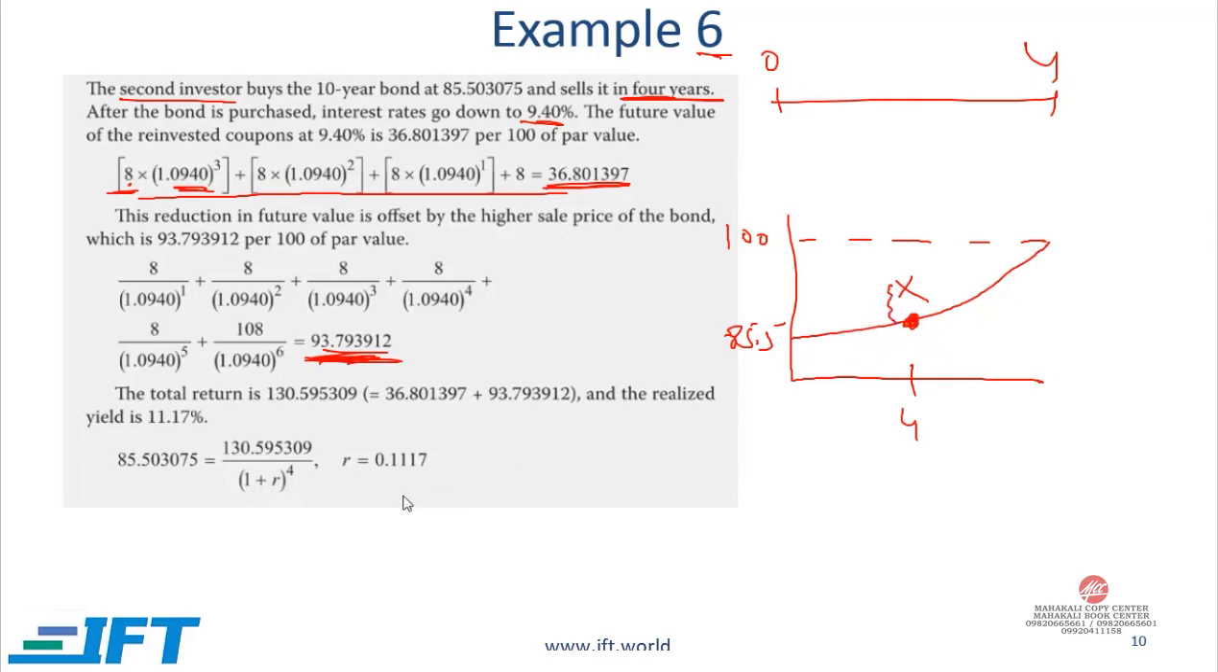The overall return for this investor is 11.17%, which is greater than 10.4%. The reason this investor has done well is that the gain over here, the capital gain, more than offsets the fact that the reinvestment income is relatively low.